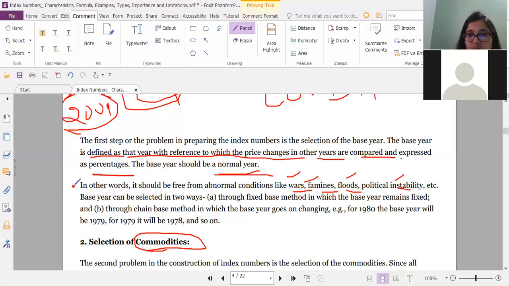Base year can be selected in two ways: through the fixed base method, in which the base year remains fixed, and through the chain based method, in which the base year goes on changing. So there are two ways. One is the fixed base method, the other is the chain based method. Here, the base year will remain fixed, whereas under the chain based method, the base year keeps changing. For example, for 1980 the base year would be 1979, for 1979 it'll be 1978, and so on.